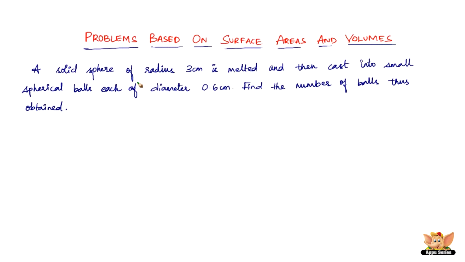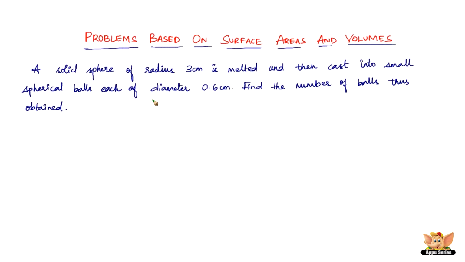Well, I'll just give you a brief outline of the problem, like how you are going to solve this. You just need to know the volume that is being melted. So that volume should be the same as the total volume of the balls, right? So all you have to do is find the volume of each ball and divide the total volume by the volume of each ball, and then you get the number of balls. That's all. It's pretty simple.